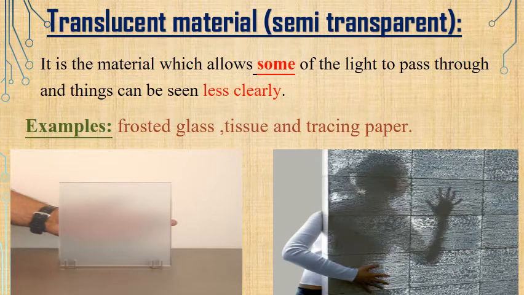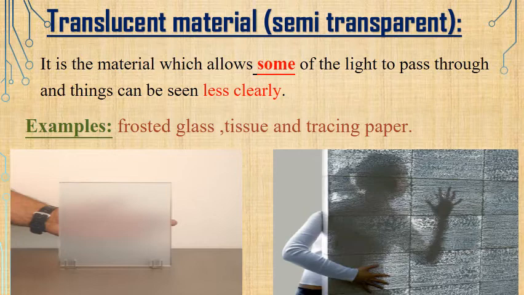Okay, the second one, translucent or semi-transparent materials. Look at these pictures, guys. Can you see the girl or the hand of that man clearly? Yes, we can see them, but not clearly. We can see them less clearly, right? You know why? Because these surfaces in front of the woman and the man allow some of light to pass or transmit through it, and this is known as translucent materials or semi-transparent materials.